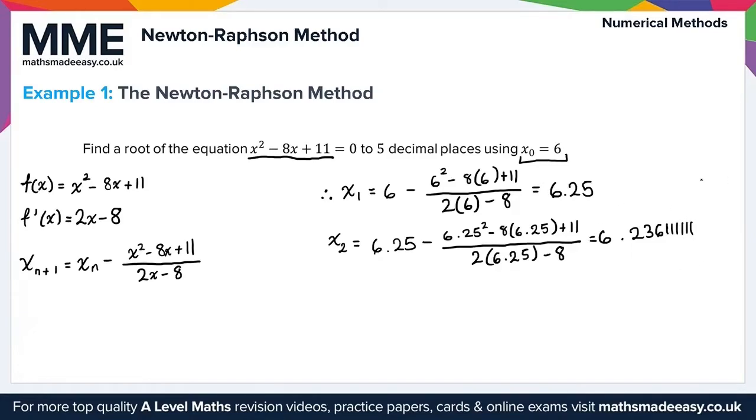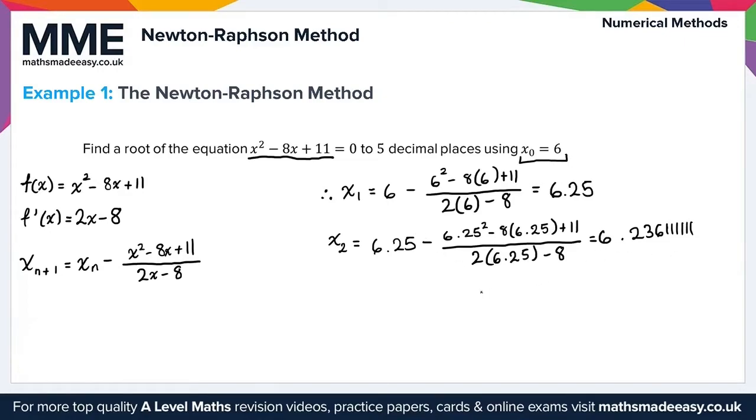Okay. And the key here is to not start rounding at any point throughout this. We want to keep as much accuracy as possible so that it doesn't affect our final solution. So keep this to as many places as your calculator will provide. Now, to find x3, we're going to use this value of x2, but I'm going to use a letter to represent this value, and I will use that throughout.